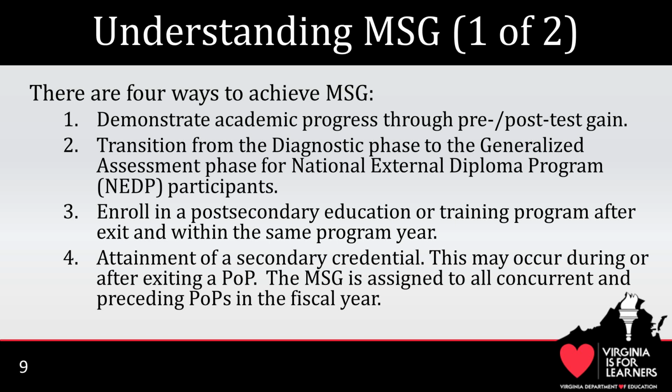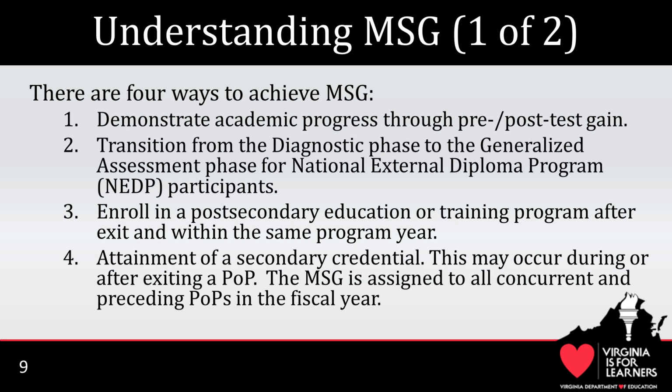To be recognized for a secondary credential attainment gain, participants must earn the credential, either a secondary school diploma or a recognized equivalent, while enrolled in an adult education program or after having exited the program. If a participant earns a secondary credential prior to enrolling in an adult education program, he or she is not eligible for achieving a secondary credential attainment gain.